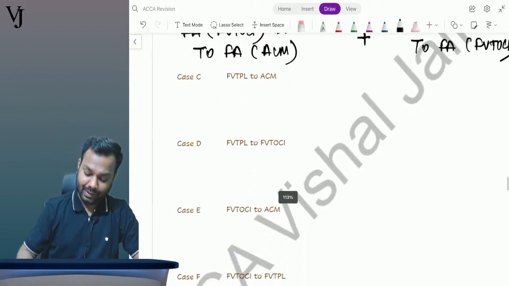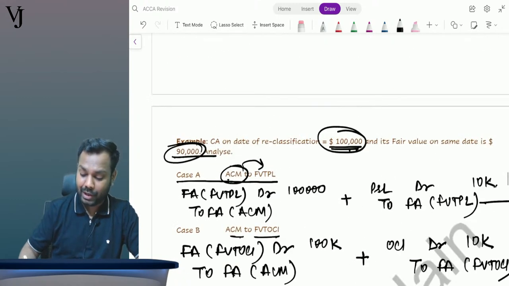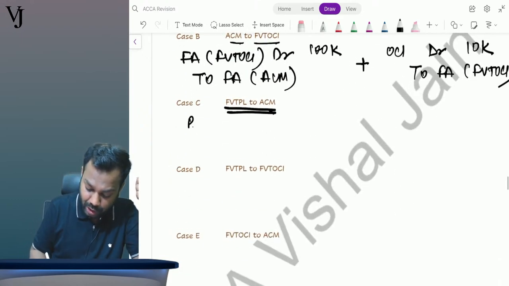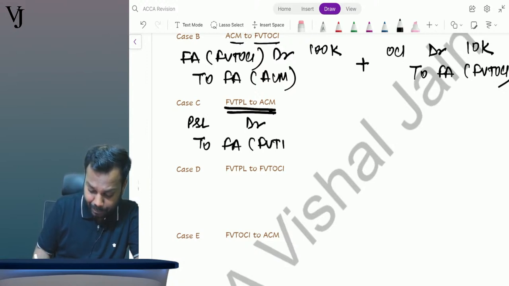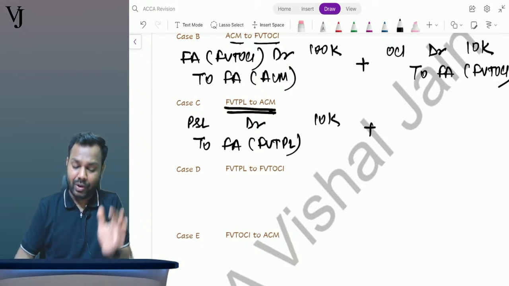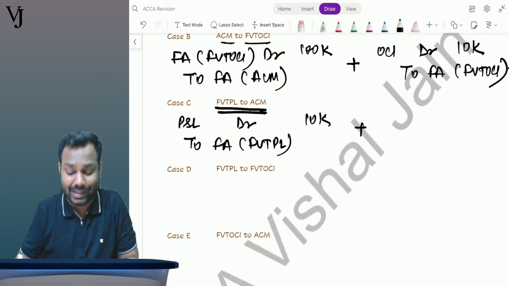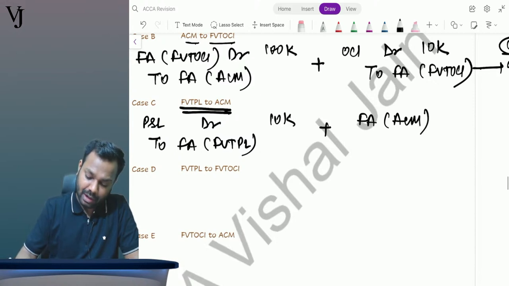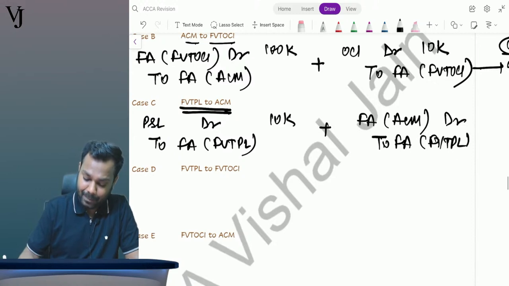Okay. Now case C. Now we are transferring from FVT P&L to amortized cost. Now see, the carrying amount is 100,000 and the fair value is 90,000. So don't you think we should do the fair valuation first? So what will I do? P&L account debit to FA at FVT PL 10K. Now this asset is at fair value. Now I will transfer the asset to amortized cost. So basically the fair value on the date of reclassification becomes the cost of the asset. So financial asset at amortized cost method account debit to financial asset at FVT PL at 90K.